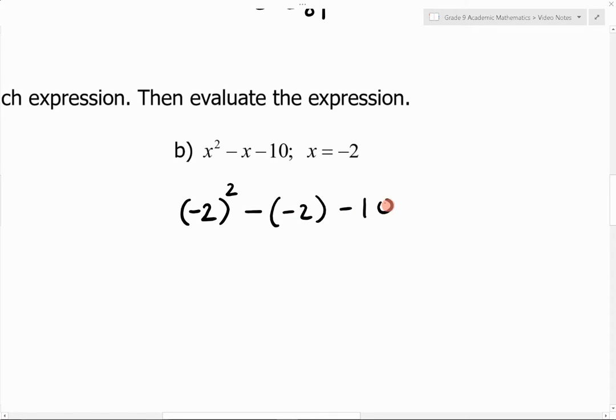Okay? So the brackets make it easy for us to see and not get confused that I have here negative 2 squared. So I'm going to take the negative 2 and include the negative as part of my calculation. And there's a double negative here, minus and minus 2. Okay, so negative 2 squared, this is negative 2 times negative 2, which is positive 4. Minus negative 2 is positive 2, so plus 2, and then minus 10. And then when I simplify this, 4 plus 2 equals 6, minus 10 is negative 4.